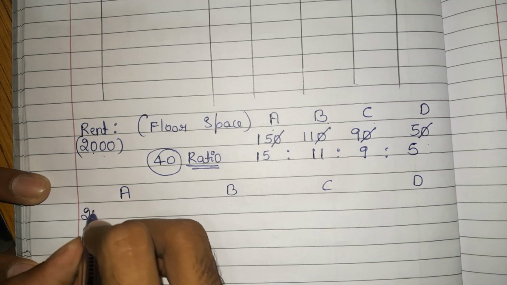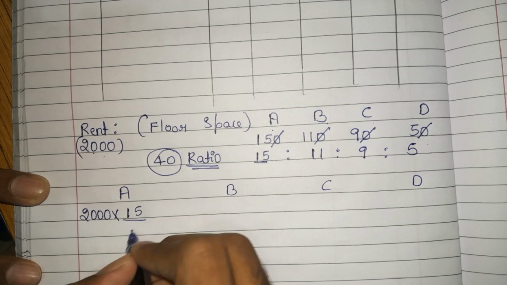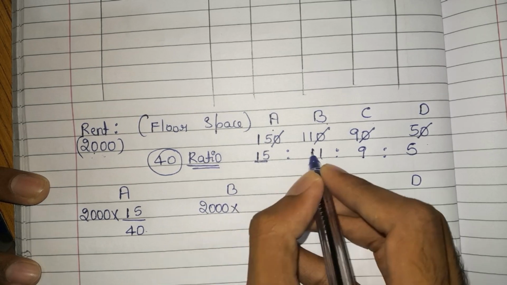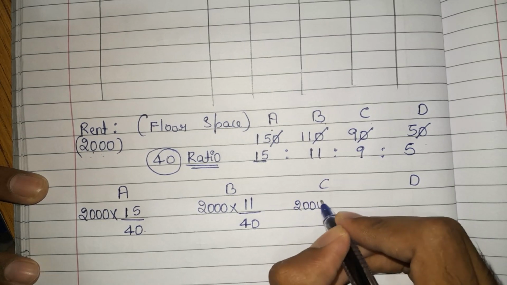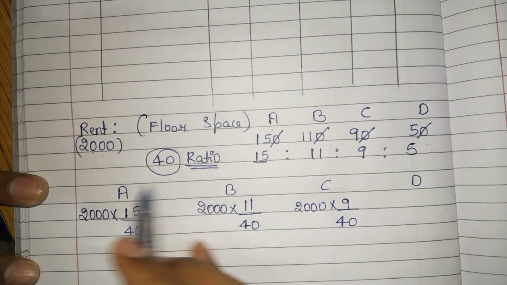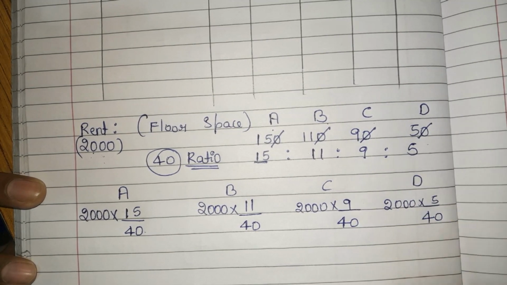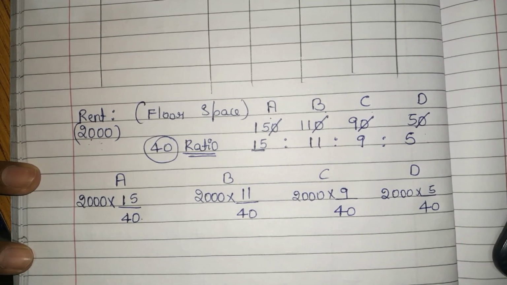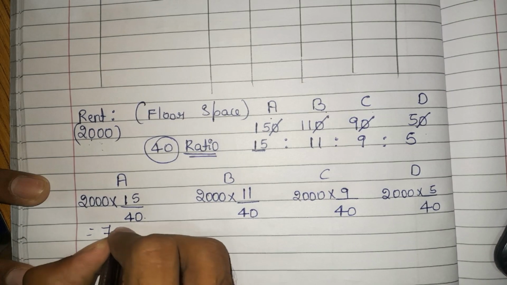Now we have department A, department B, department C and department D. For department A the share will be 2000 into 15 divided by 40. For B department it will be 2000 into 11 divided by 40. For C department it will be 2000 into 9 divided by 40. For D department it will be 2000 into 5 divided by 40. Now let us calculate this. First one is 2000 into 15 divided by 40. We will get 750. That 750 we need to write here.